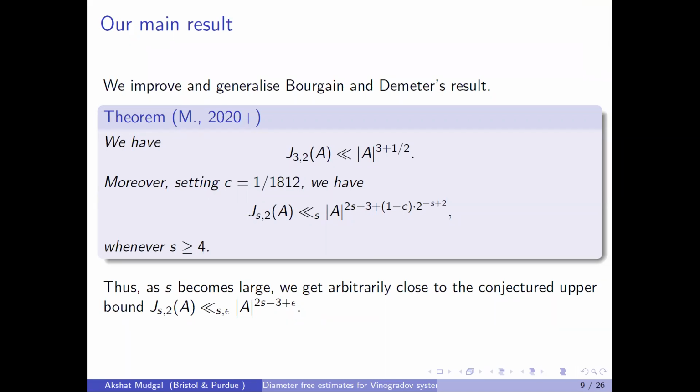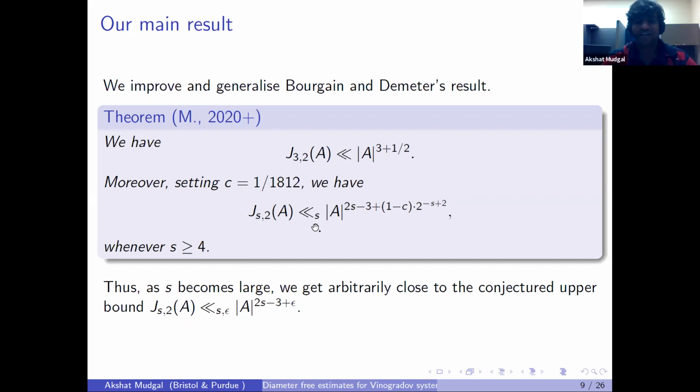Akshat, sorry to interrupt. Can you make that constant explicit? Which constant? This one, the plus 1 for the 3 plus epsilon. Yeah, our methods give an explicit constant. I haven't written that in the paper itself, but the method gives it.